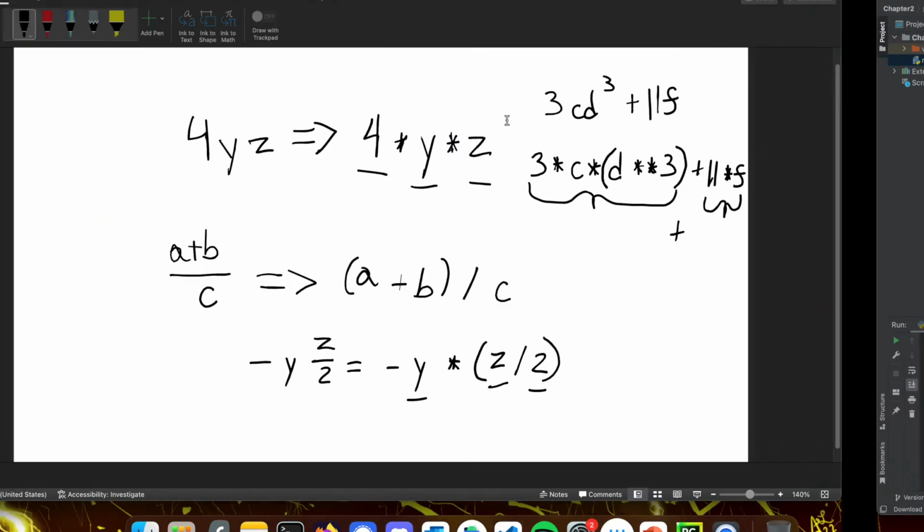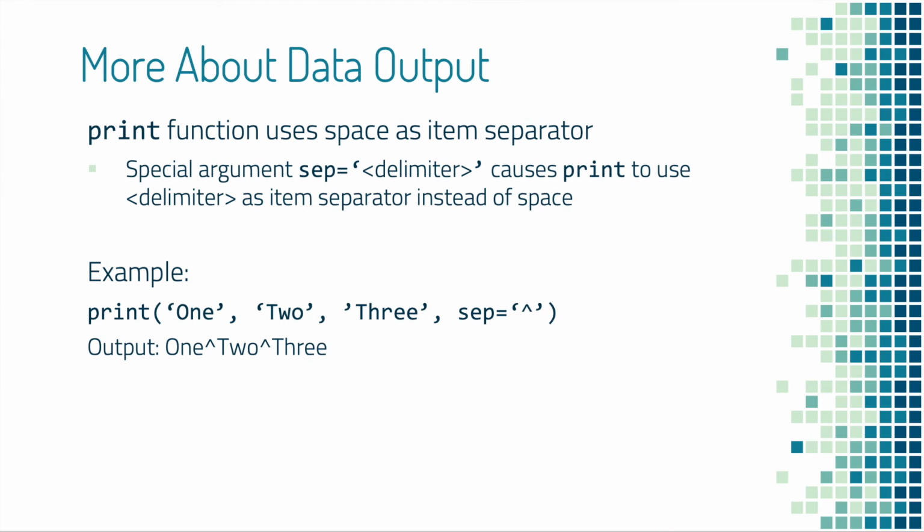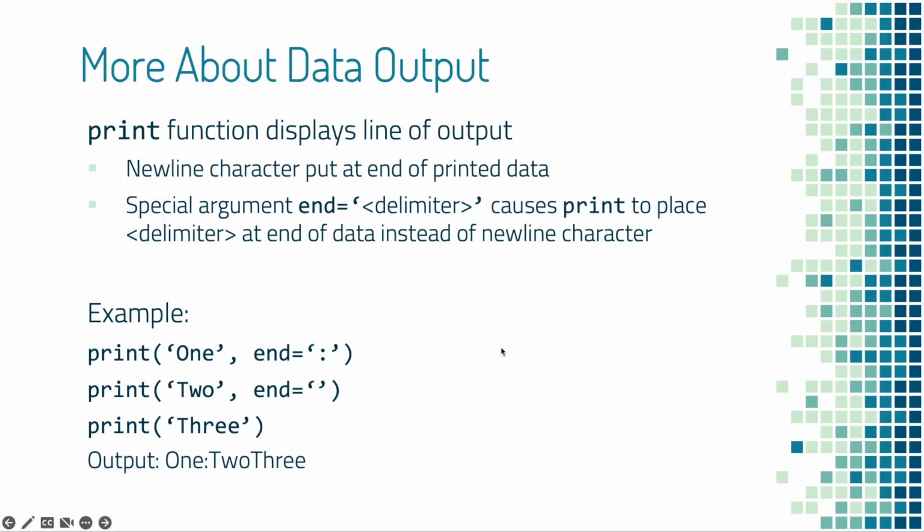So you have full control when using the print function of what comes up between things. If you use commas, you can change how it separates. If you want to do multiple print statements, the one you'll use more often in this case is end, and you can change whether it goes to a new line or what it puts in between. Okay?